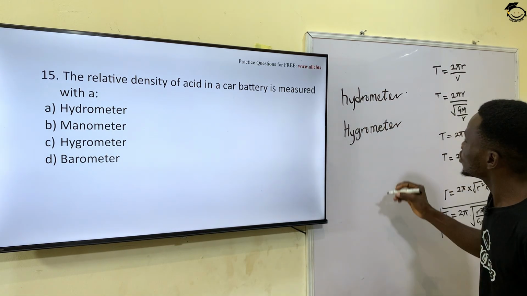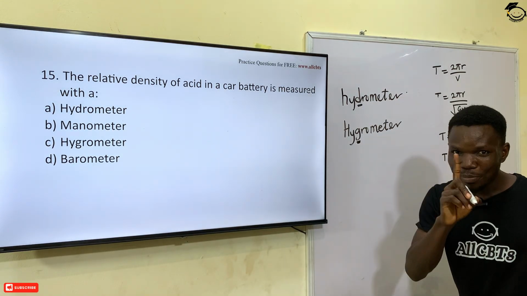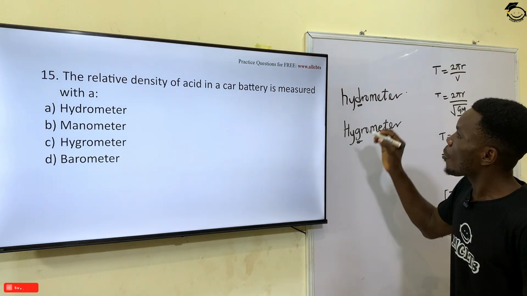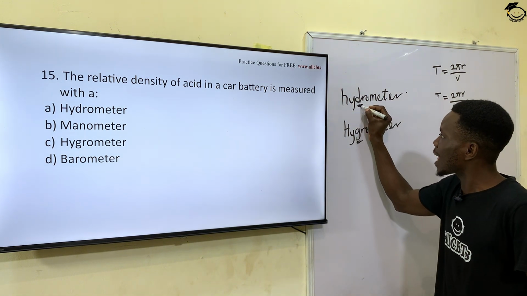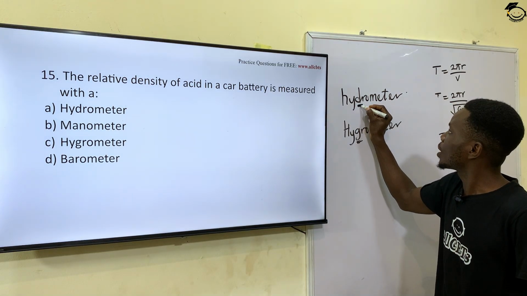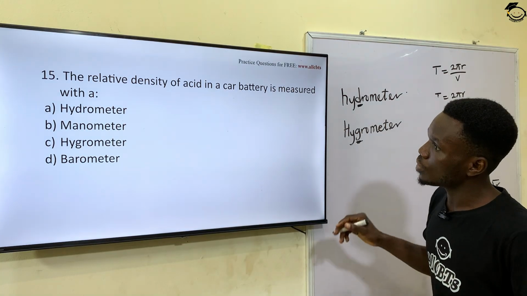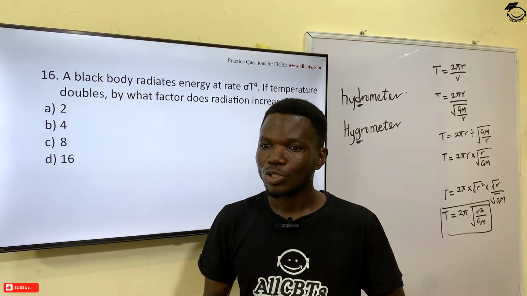Now, if you look at this, the only difference between these two is D and G. Hygrometer, which is this, is for measuring relative humidity, while relative density is measured using the word hydrometer. Hydrometer, as in water. Why this is what? Relative humidity. So the correct answer to this question is option A, which is what? Hydrometer.